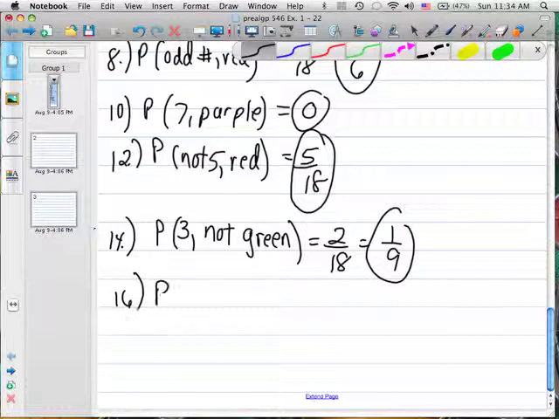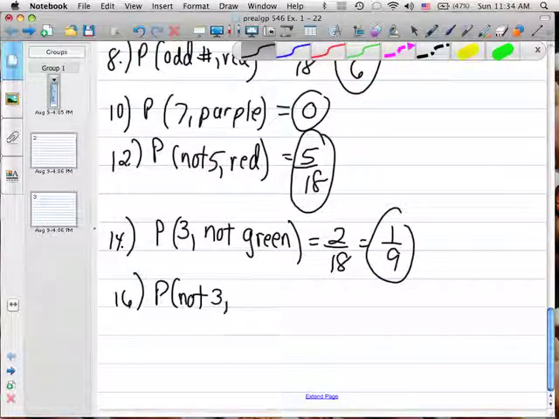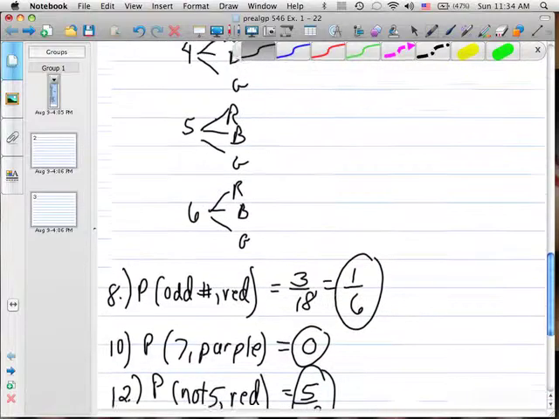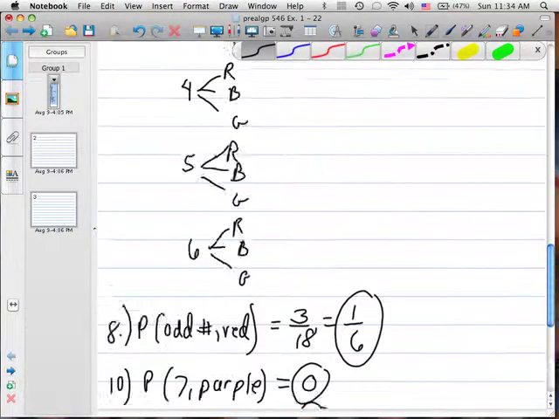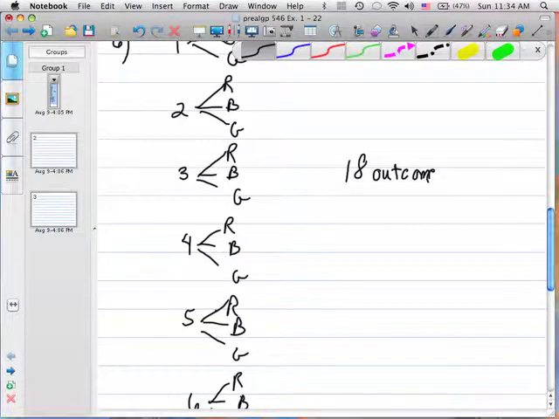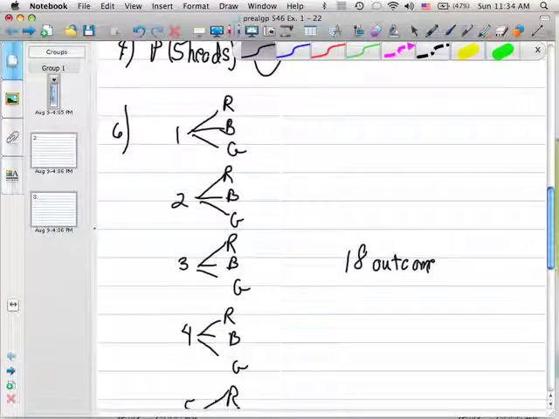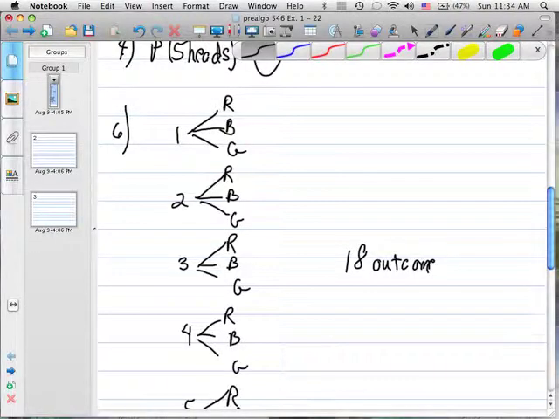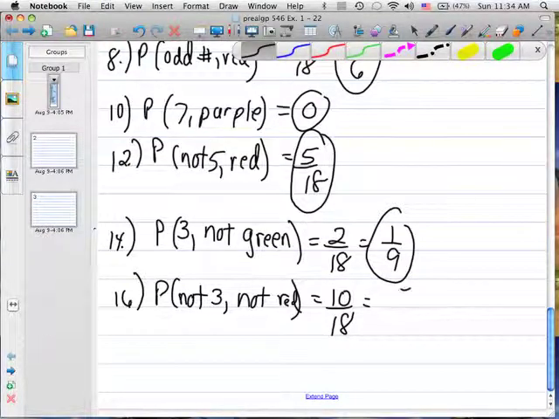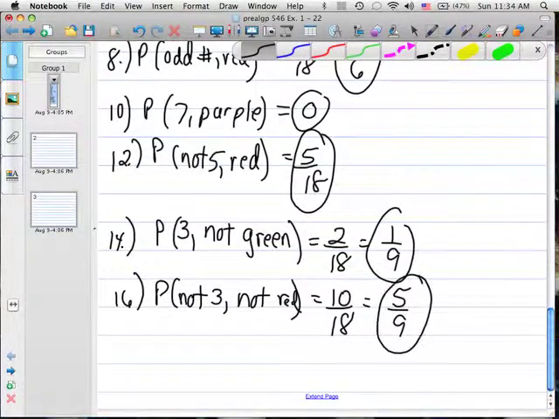And number 16, probability of not 3. Remember, there were 5 of them that are not 3 on the die, and not red. And there was 2 of each of those. So it should be 10. Not 3 and not red. So here's 1 blue, 1 green, 2 blue, 2 green, and so on. So there are 5 times 2. There are 10 ways of that happening out of 18. And that simplifies to 5/9.